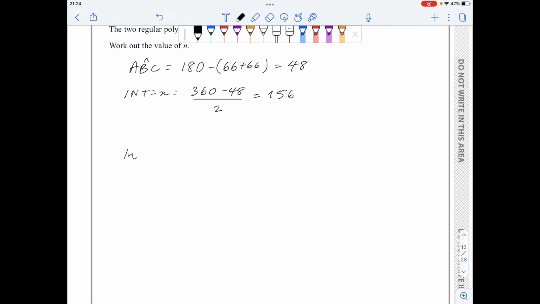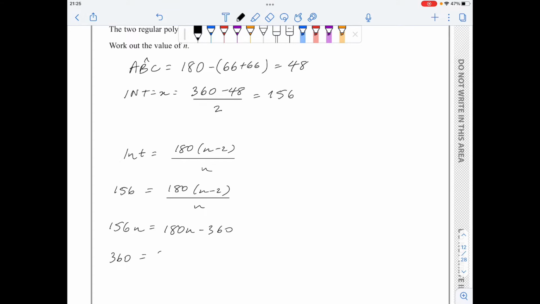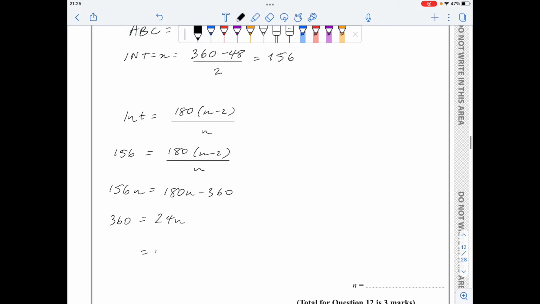So interior angle is equal to 180 times (n minus 2) over n. In my case, 156 is equal to 180 times (n minus 2) over n. Let's cross multiply. 156n equals, and let's expand, 180n minus 360. So 360 is equal to 24n, and n comes out to be 15.